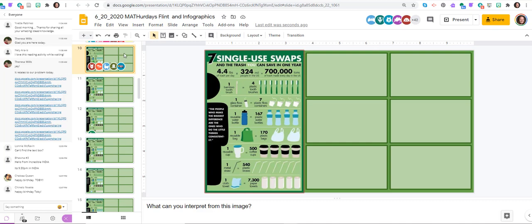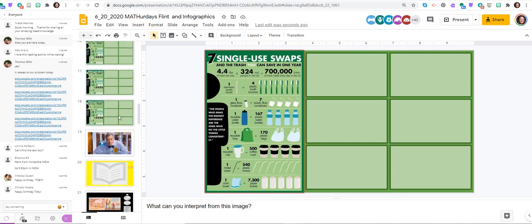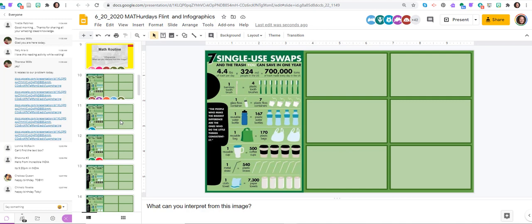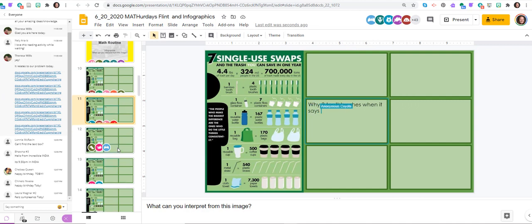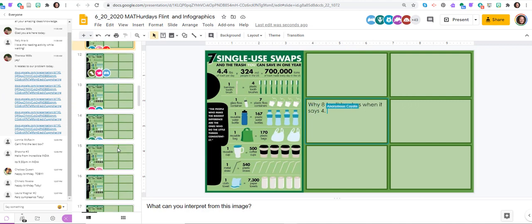So there's several slides beginning on slide 10 all the way through slide 18. And your job in this routine is to look at the infographic and interpret it. You've got one little box available for any interpretations that you would like to write. And if somebody else has already clicked that box and started writing, then just go ahead and click another box. But these are interactive. You just double click on a box and you start writing. So what can you interpret from this infographic?